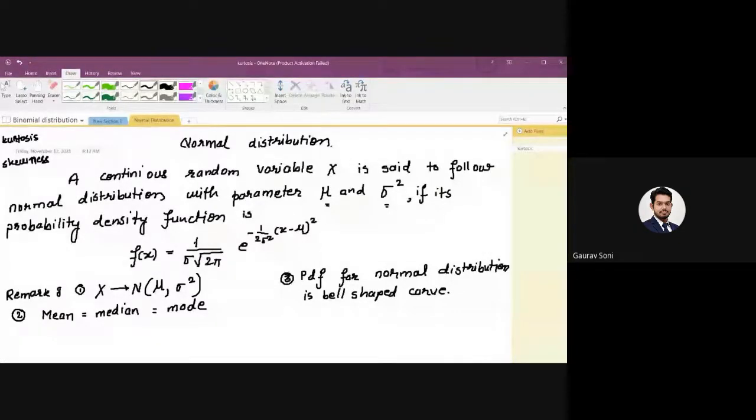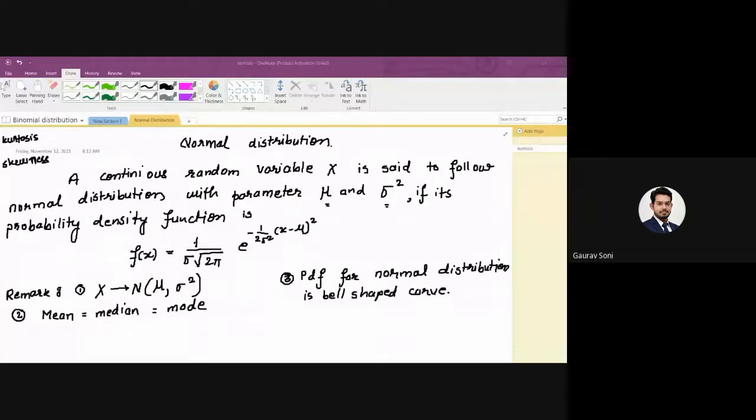Kurtosis was the peakedness of the curve, and skewness was to which direction your curve is stretched. So these two things we saw in statistics.